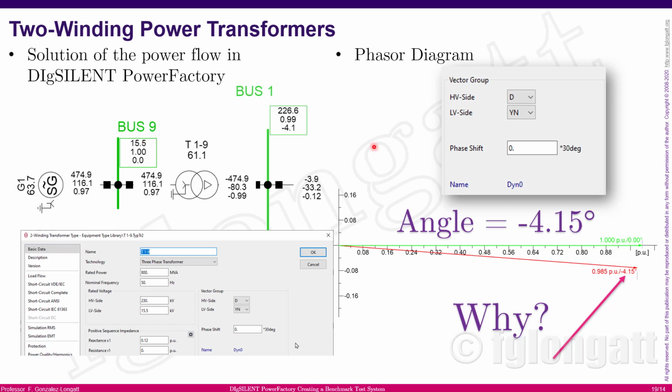I received a couple of emails and people ask me, okay, if you are using a vector group that is delta star 0, what is the reason that you got a minus 4.11 degrees phase angle at the high voltage side? A couple of people ask me, if you are using a delta star connection with zero phase shift, where is this minus 4.15 degrees coming from? This is a very interesting question.